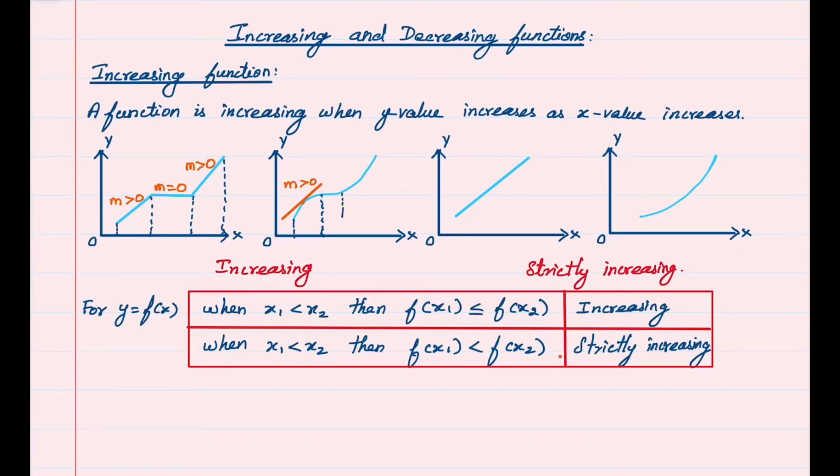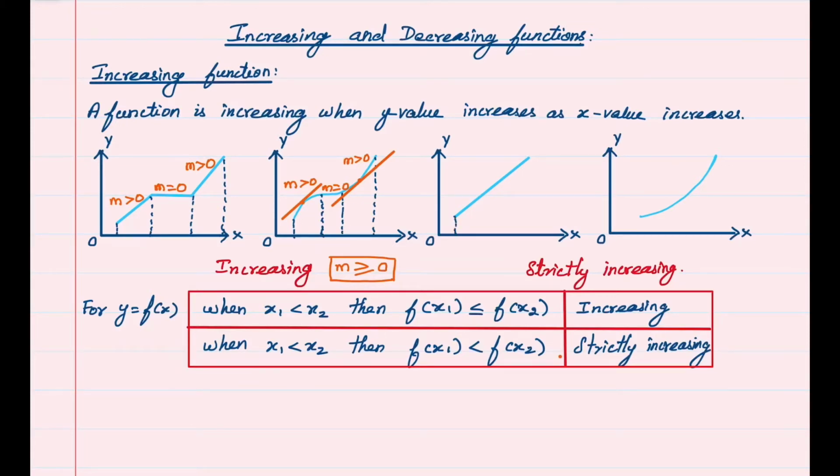Now in the next interval, it becomes a constant function. Therefore, the slope is equal to 0. Now in the third interval, if we draw a tangent at any point of this part of the graph, this tangent also, when produced, makes an acute angle with the positive direction of the x-axis. Therefore, the slope m in the third interval is greater than 0. Now in the first two figures, in the whole of the given intervals, we can say that m is greater than or equal to 0, and this is the condition for an increasing function. In the first two figures, we can say that the function is increasing, but we cannot say that it is strictly increasing.